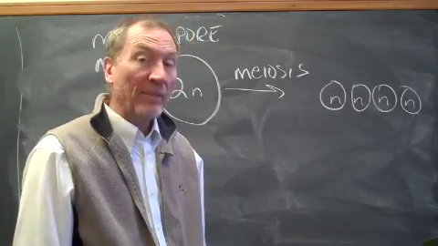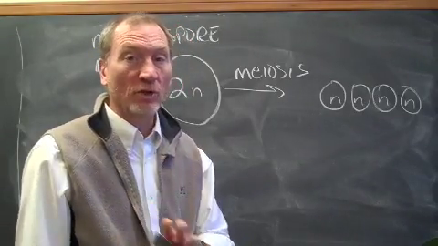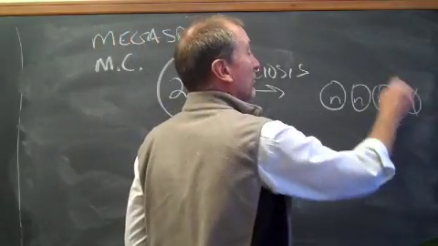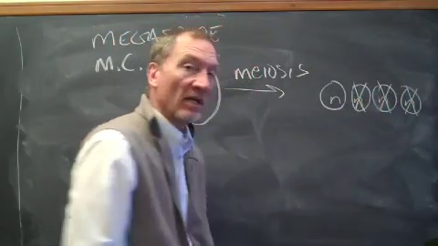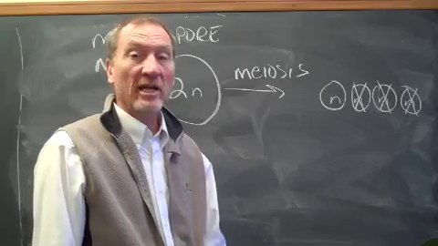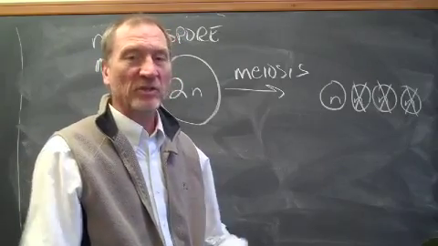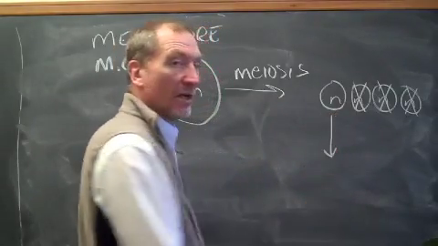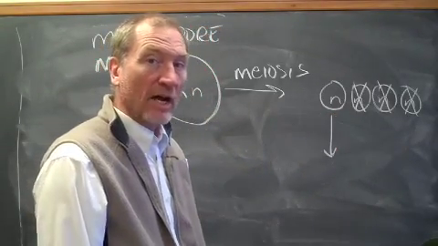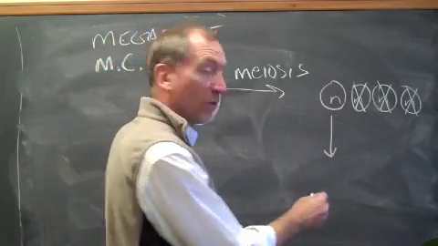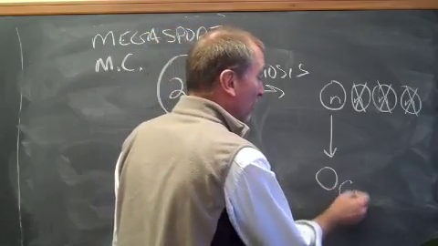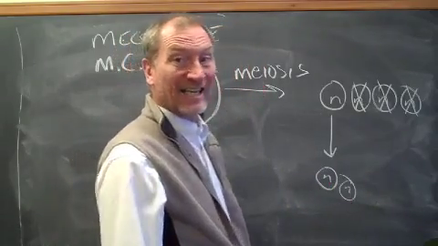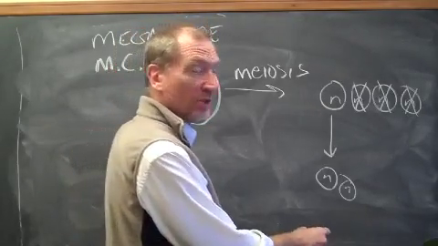Now, what happens next is that 3 of these 4 cells disintegrate, which I'll show with an X through them, leaving only 1. 3 megaspores die and 1 remains. This remaining megaspore divides once by mitosis to produce 2 cells, and then divides again by mitosis to form 4 cells.